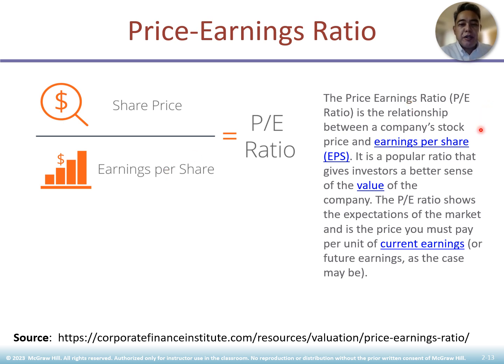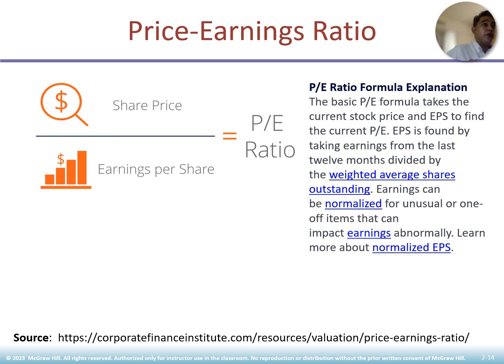PE ratio is the relationship between the company's stock price, so basically what's listed on the market if you want to buy the stock that day, and the EPS, or the earnings per share. It's a ratio that tells an investor the value of the stock, and it shows the market's expectation of the price that you pay based on the current earnings of the business. It can also be future earnings, right? Because some people want to buy because they want to invest. So it can be the future side of things.